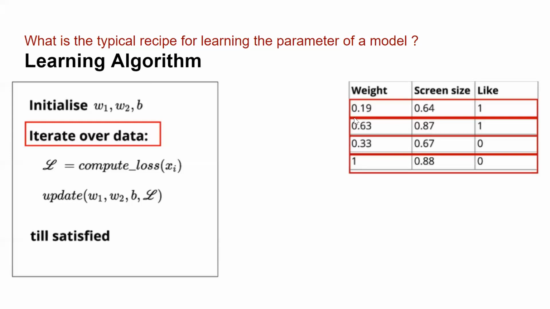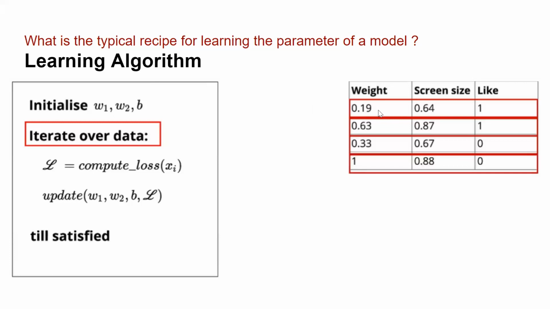Can you repeat it once? Sure. See, what I said is iterate over the data. So this is my data. This is the weights associated with my feature. For this example, I'm considering only one feature, that is the screen size. And this is my actual target. So first of all, what I'm doing is I'm computing loss in each of my rows.